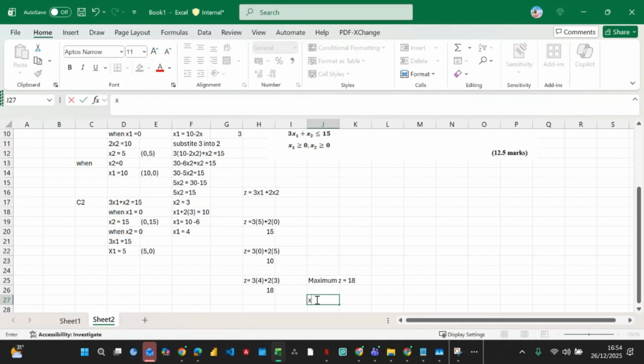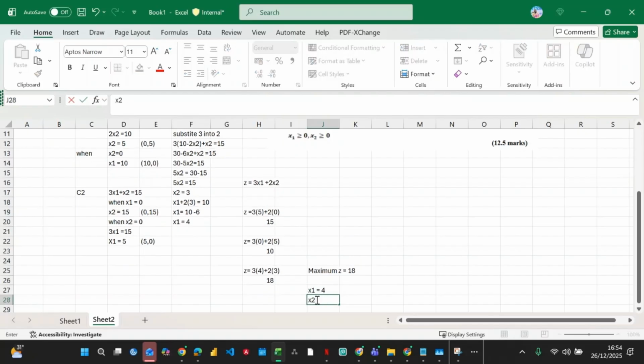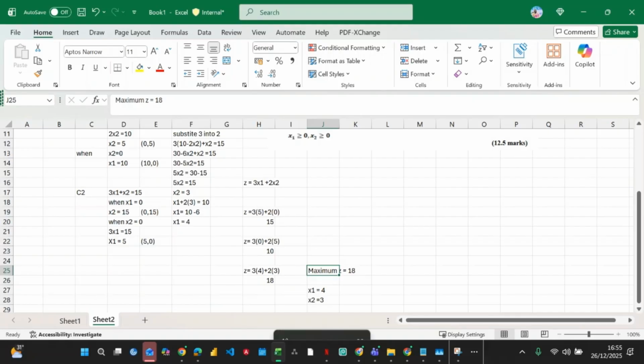The other one was minimal, where we were looking at the small one. This one is maximum, so we are looking at the max. So this is the 18 that we got. The optimal solution is when x1 equals 4 and x2 equals 3. It will give us 18. This is our answer. We have solved our question. Finished. Complete.